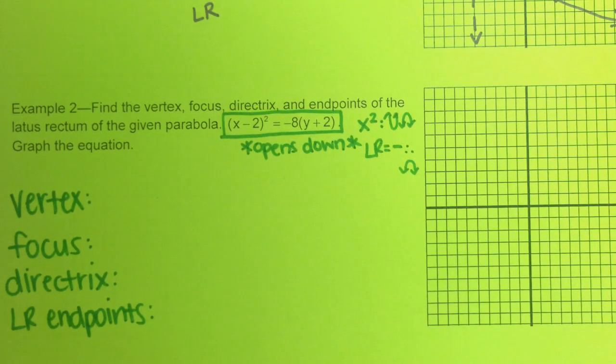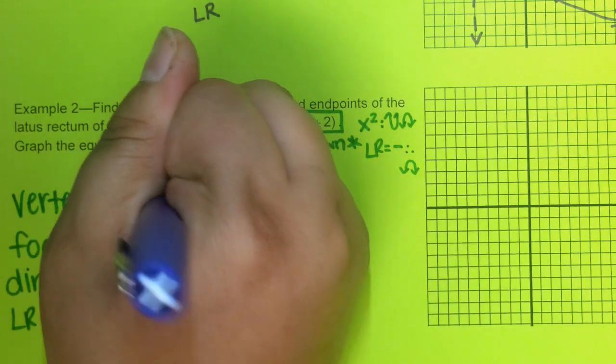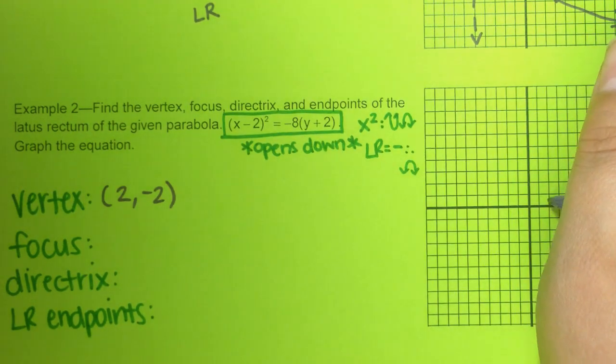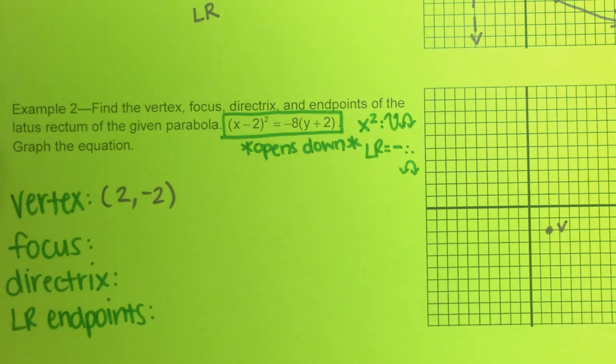What else do I know? What is my vertex? Positive 2, negative 2. And please plot that. Positive 2, negative 2.